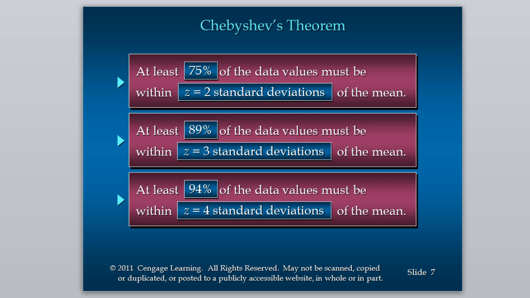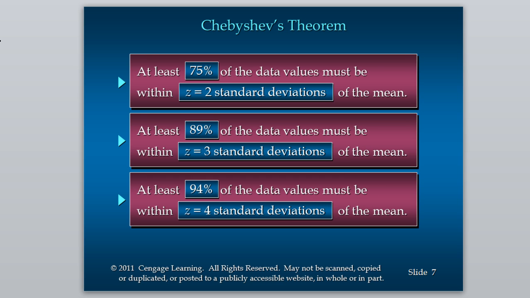As long as it has a certain distribution, at least 75% will fall into this interval, two standard deviations up and down. If you want the 89% interval, you don't go two standard deviations up and down, you go three standard deviations up and down. And for 94%, you go four standard deviations up and down. Okay.